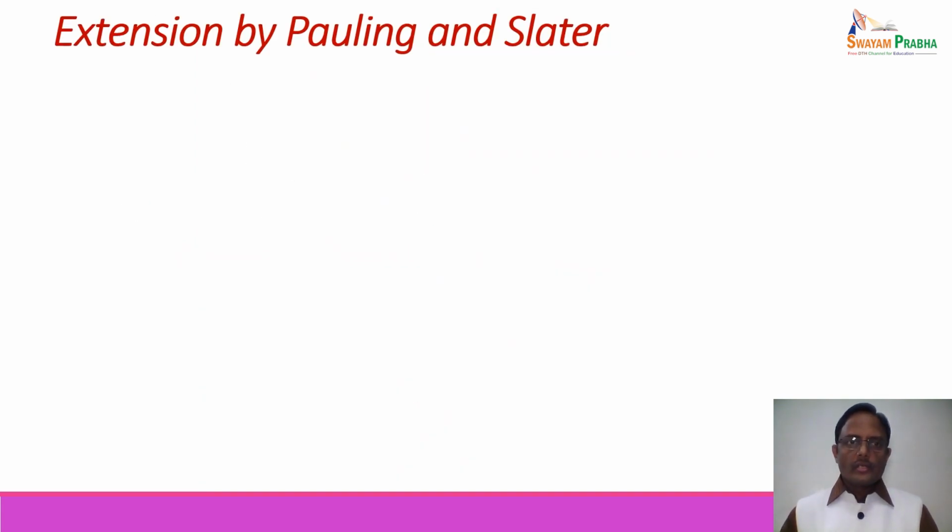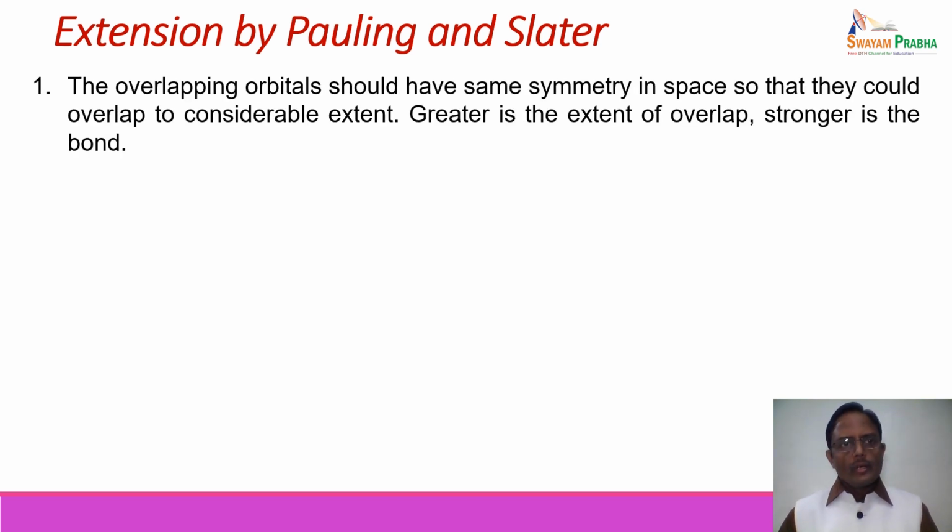Now let us discuss the extension of Heitler and London theory by Pauling and Slater. They incorporated a new dimension of energetics as well as the directional nature of the covalent type of bonding. According to Pauling and Slater, the overlapping orbitals should have the same symmetry in space so that they could overlap to considerable extent, and greater the extent of overlap, stronger is the bond. So this quantitative approach towards the strength of the bond has been incorporated by Pauling and Slater.